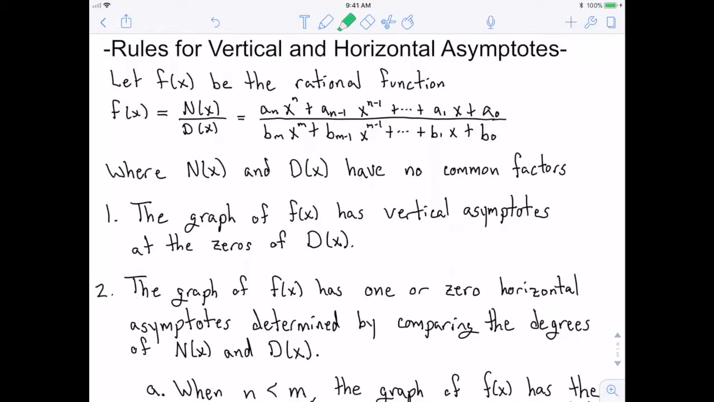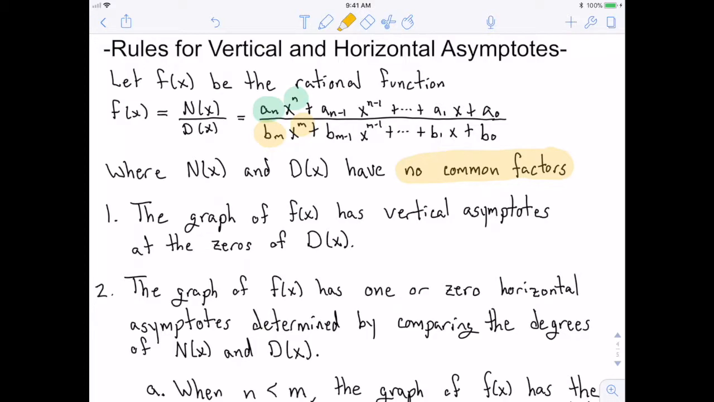So let's say we have a rational function, f of x is equal to n of x over d of x, where our leading coefficient on top is an, and our highest power is n, and on the bottom, our leading coefficient is bm, and our highest exponent is m. These n and m can be completely different numbers, and in general, we expect them to be. So for this to work, we need to make sure that our numerator and denominator have no common factors. If we factor them down completely, they don't have any zeros in common. Those are other potential bad points that we'll deal with in the next lecture.